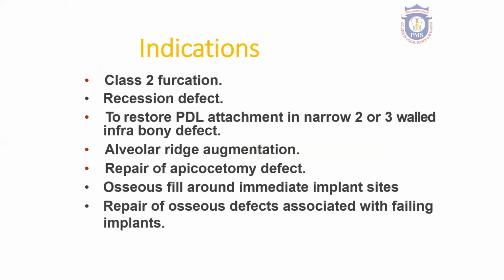So now we'll see what are the indications of GTR or guided tissue regeneration. It can be used successfully in class 2 furcation, to treat recession defect, to restore the periodontal ligament attachment in narrow 2 or 3 walled infrabony defect or vertical bone defect, to augment the alveolar ridge, to repair an apicectomy defect, osseous fill around immediate implant sites, and to repair the osseous defects associated with a failing implant. So these are some of the indications of GTR.